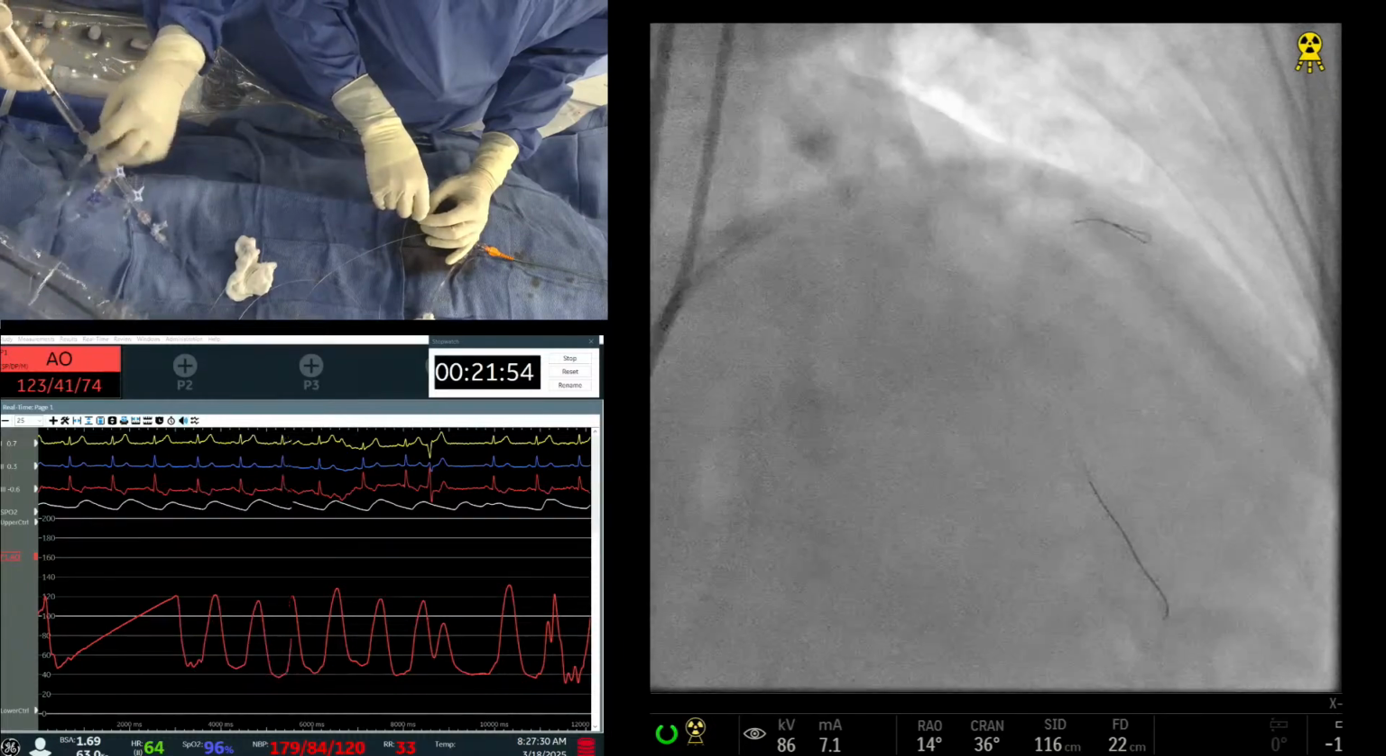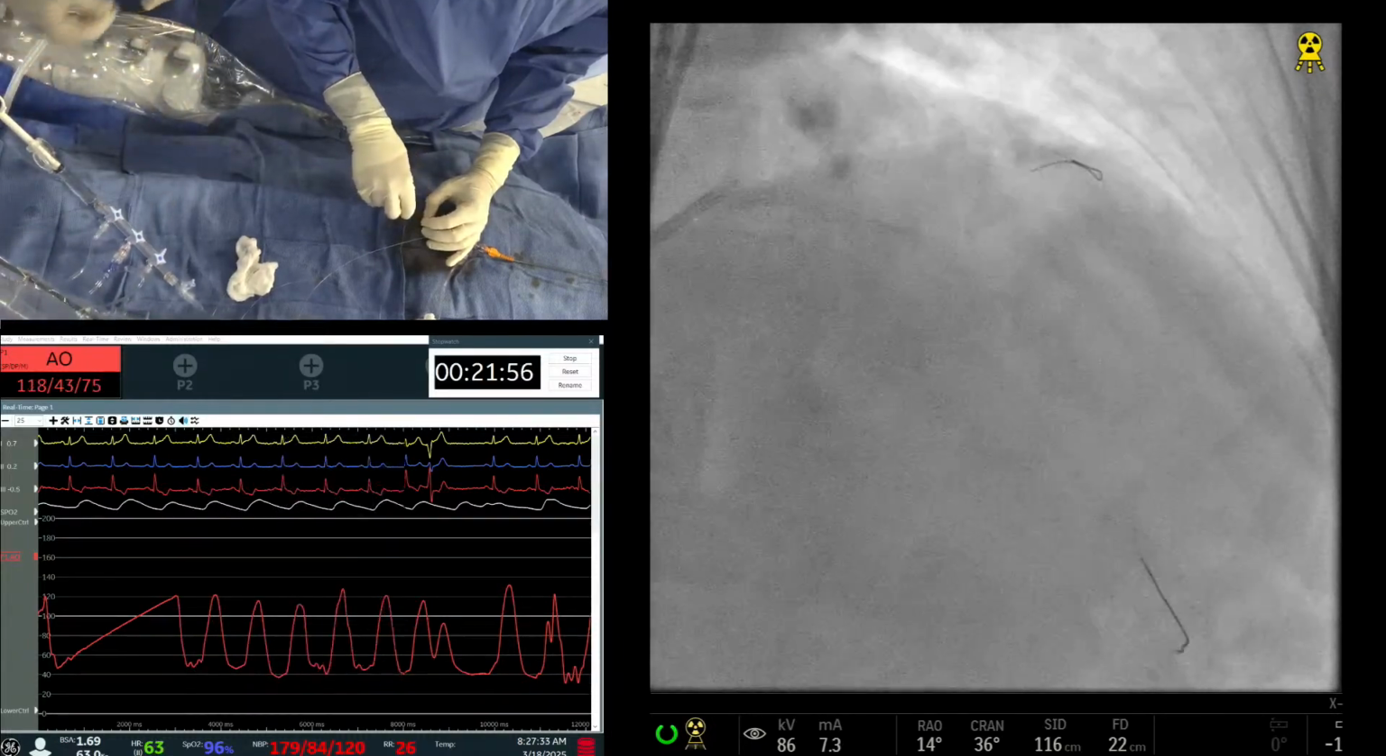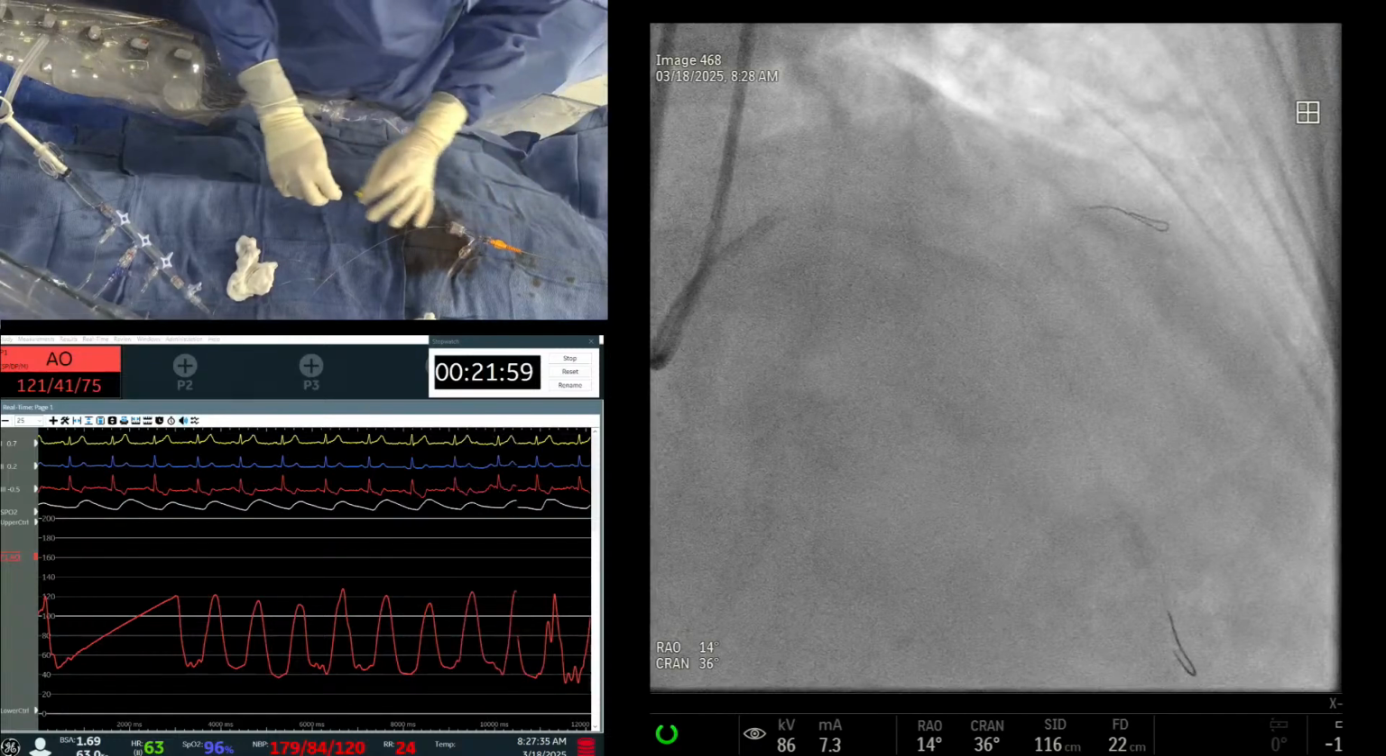You know, the first diagonal is a very large branch. Oh, very large branch, yes. And D2 is still maintained, so that's the good news.